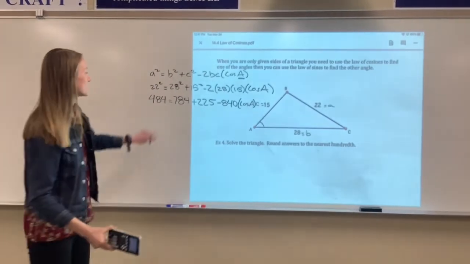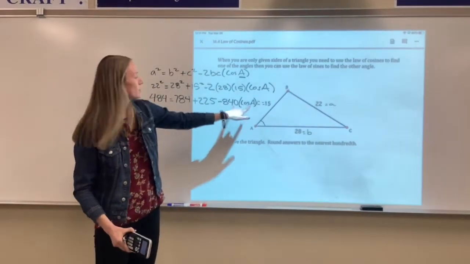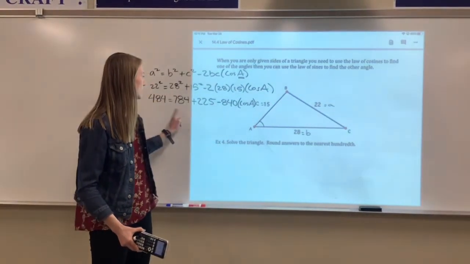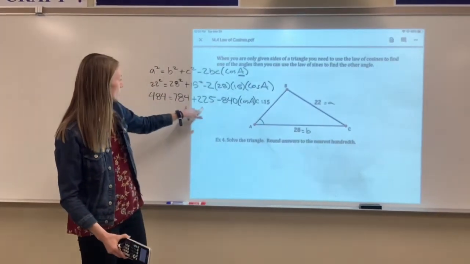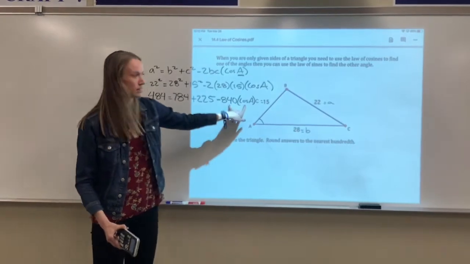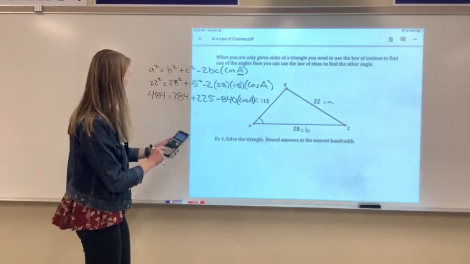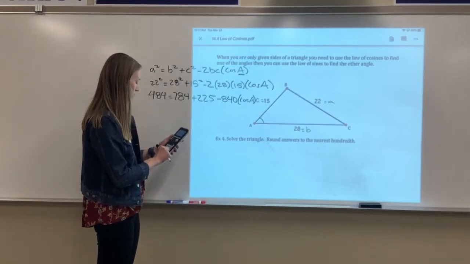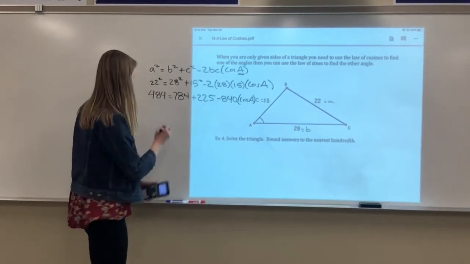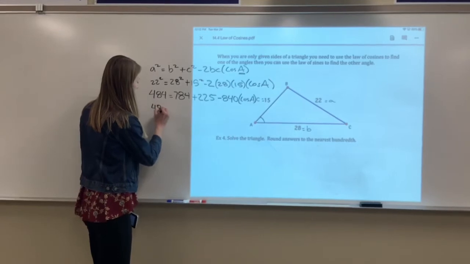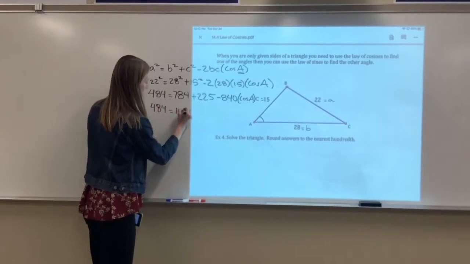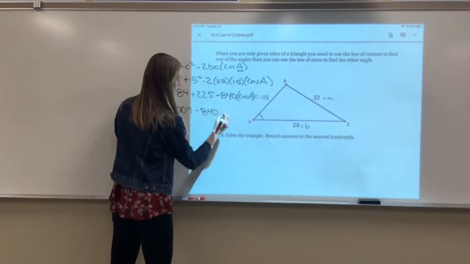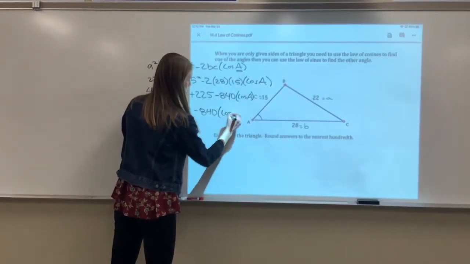So as we're going through this, remember, negative 840 is multiplied by cosine of angle A. So we can't subtract that off of these two. We're going to add 784 and 225, but leave this as a unit and then divide it later. So 784 plus 225 equals 1009, so we have 484 equals 1009 minus 840 times cosine of angle A.